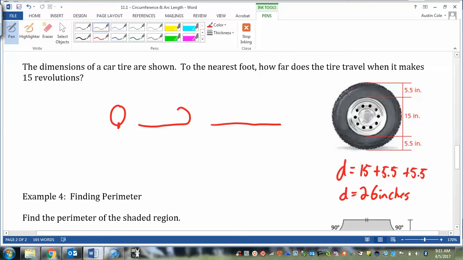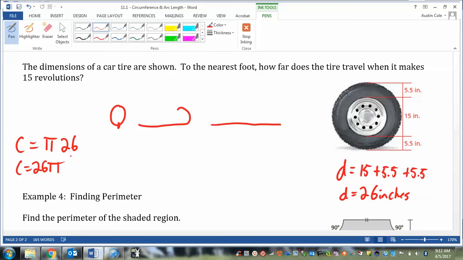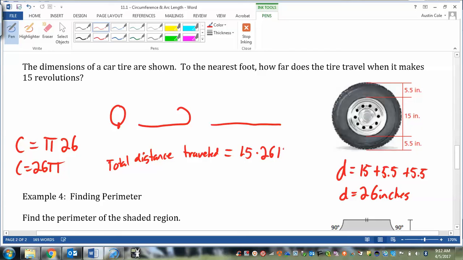Okay? Now we know how to find the circumference. We have the diameter. So the circumference of the tire is going to be pi d. We said d was 26, so circumference is going to be 26 pi. So that's one revolution. If you start, hit the gas, and then brake as soon as the point that was touching the ground touches the ground again, that's one revolution. So how much do we have to multiply that circumference by to get 15? 15. Okay? So the total distance traveled is going to equal 15 times our circumference, which is 26 pi. How much is it? 390 pi.